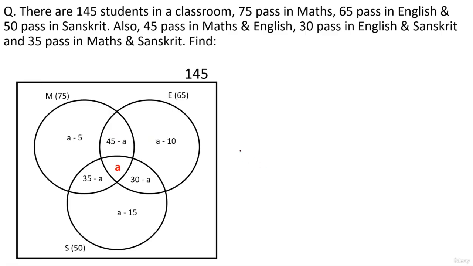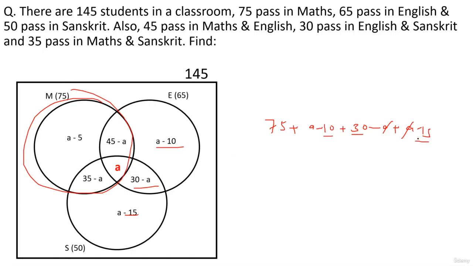Okay, guys. So next step is to find out the number of people who are passing in at least one subject. उसके लिए हम क्या करेंगे? Last question हम देख चुके हैं. This entire circle is 75. उसमें हम ये तीन values क्या कर देंगे? Add कर देंगे. So 75 plus a minus 10 plus 30 minus a plus a minus 15. तो आप पहले यहाँ से a cancel कर दो, right? 30 और ये हो जाएगा minus 10 minus 15 minus 25 plus 30 is 5. So 75 plus 5 is 80. So ये हो जाएगा 80 plus a. So people who are passing in at least one subject, the answer is 80 plus a.